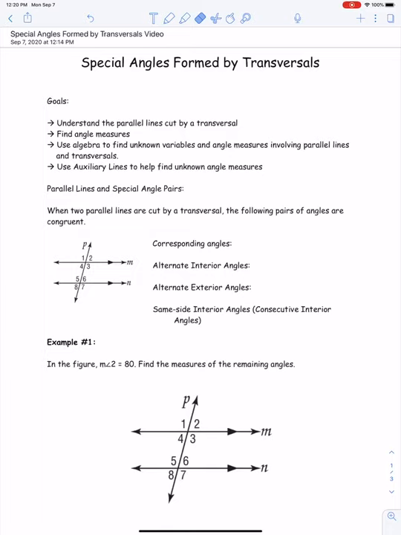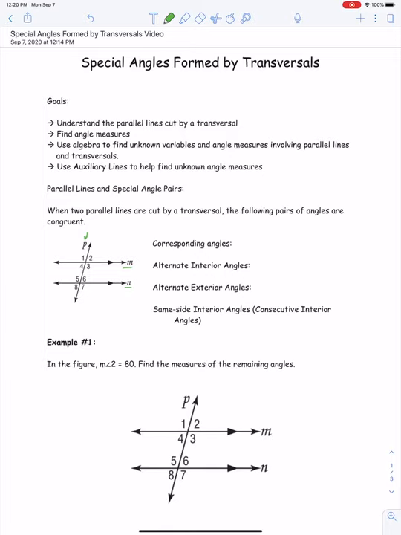Now, what I want you to understand is that transversals also can cut other lines that are not parallel. But when the lines are not parallel, the special angles that they form are not congruent. So for this particular video, we're going to assume that our lines are parallel so that our angles are all going to be congruent. So let's begin. So in our example, we have line M and line N, and they're cut by transversal P.